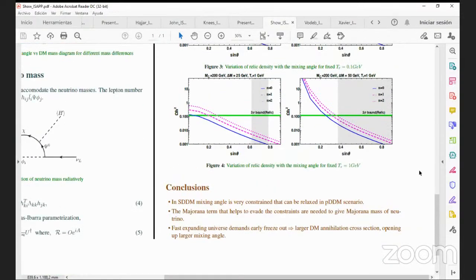Okay, let's conclude my talk. We have seen that in the pure singlet-doublet scenario, the mixing angle is very much constrained, but the pseudo-Dirac nature of the dark matter is able to relax that bound. We have also seen that the Majorana mass term, which is responsible for relaxing the bound on the mixing angle, also helps us to give Majorana mass to the neutrino. And lastly, we have discussed the fast-expanding universe, which demands larger cross sections, and which in turn also opens up the allowed range of the mixing angle. Thank you.